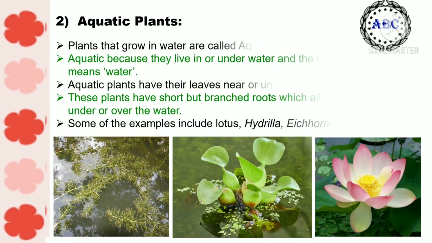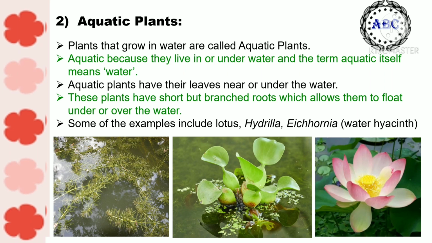Second, plants are aquatic plants. These plants grow in water and hence are called aquatic plants. Aquatic because they live in or under the water, and the term aquatic itself means water. Aquatic plants have their leaves near or under the water surface. These plants have short but branched roots which allow them to float under or over the water. Some of the examples include lotus, hydrilla, eichhornia, etc.